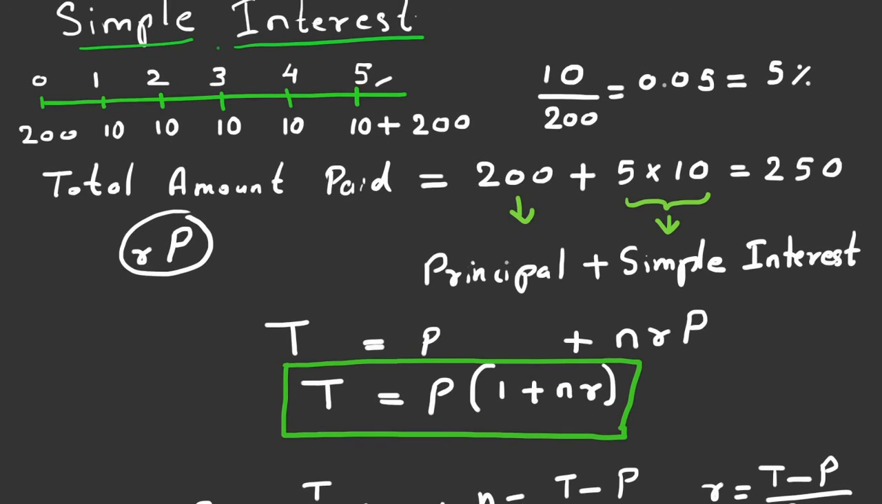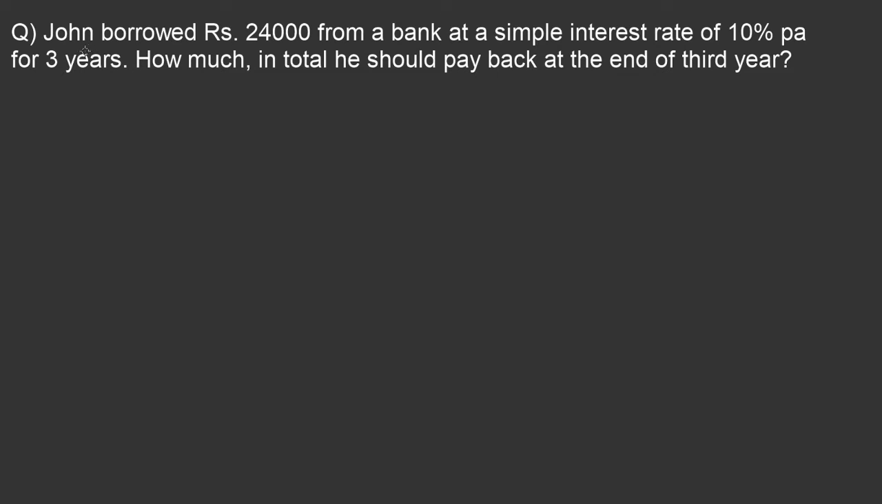Let us see a numerical here. John borrowed rupees 24,000 from a bank at a simple interest rate of 10% per annum for 3 years. How much in total should he pay back at the end of 3rd year? When we are doing a numerical, the first thing is to understand what things are given. Here it is directly given principal P. I can write P is equal to 24,000. It is directly given here.